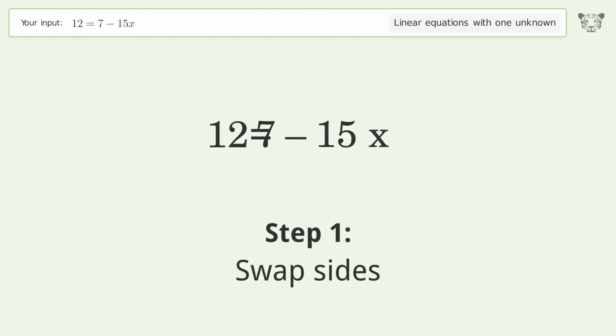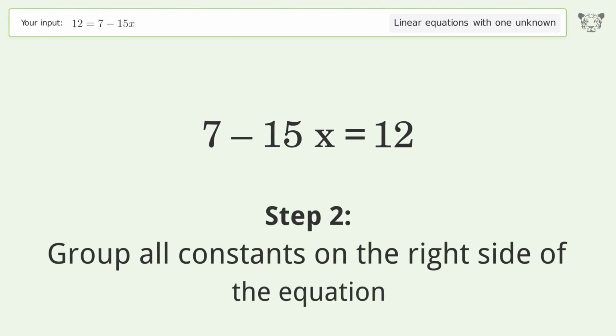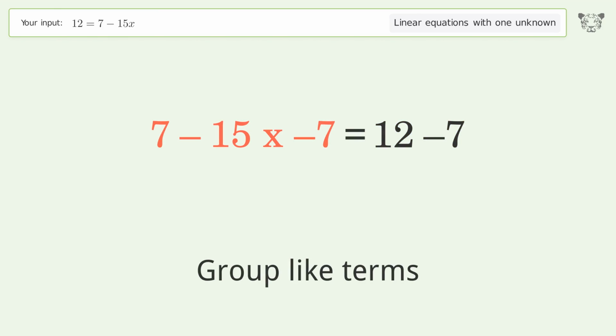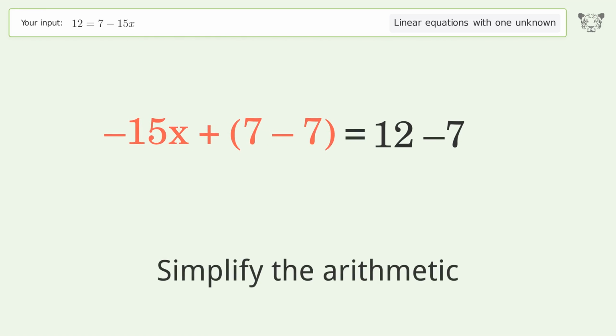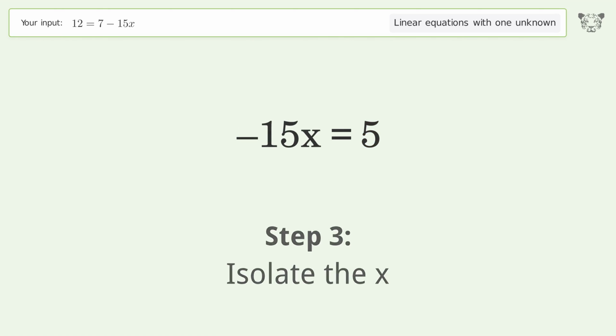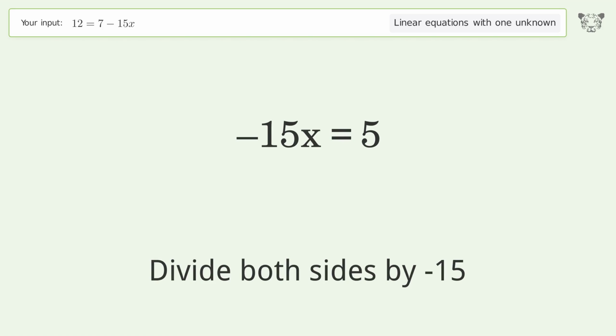Swap sides. Group all constants on the right side of the equation. Subtract 7 from both sides. Group like terms. Simplify the arithmetic. Isolate the x. Divide both sides by -15.